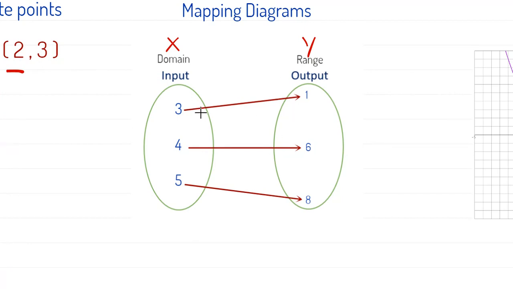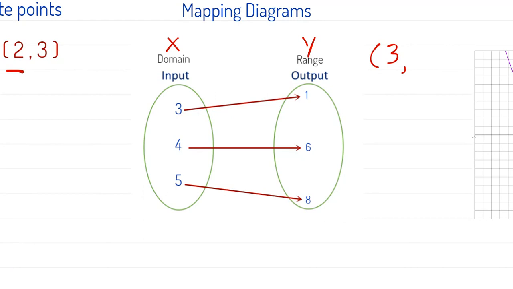So this looks very similar to the coordinate points, in that this input gives me one output. So this x value gives me one y value. This x value gives me one y value, or input gives me output. Again, you could think of this as like 3, 1, this would be 4, 6, this would be 5, 8. So they're very similar to coordinate points. It's just another way to look at them individually.